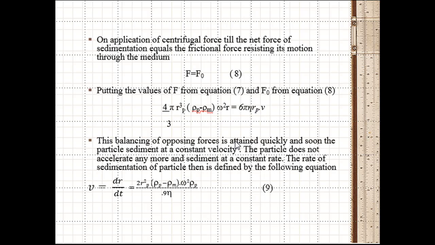The balancing of opposing forces is attained quickly and soon the particle sediments at a constant velocity. The particle does not accelerate anymore and sediments at a constant rate. The rate of sedimentation of a particle is then defined by the following equation: sedimentation velocity equals dr upon dt equals 2 Rp squared times rho p minus rho m times omega squared r upon 9 eta. This is how we can calculate the sedimentation velocity if we know the radius of the particle, density of the particle, density of the medium, omega and viscosity of the medium.